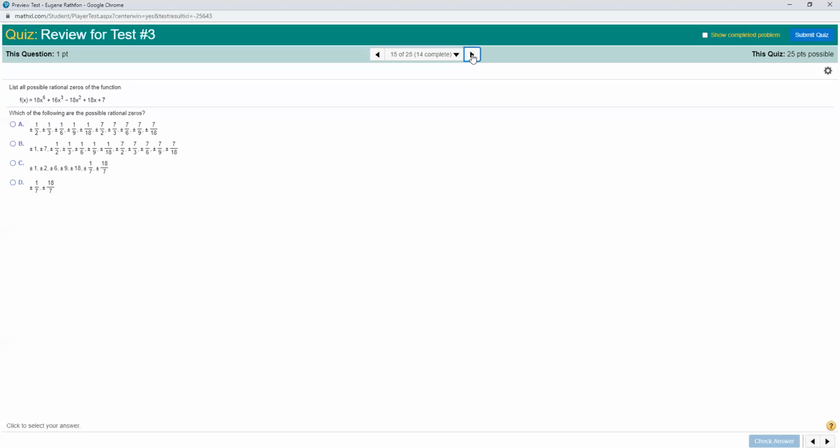All right, 15, let me write my numbers down so I'll show you what we're doing here. F of x equals 18x to the 6th plus 16x to the 3rd minus 18x squared, plus 18x plus 7. So I wrote down the polynomial. Now I'm going to find all possible rational zeros. It's not a bad problem. It's just a little bit tedious.